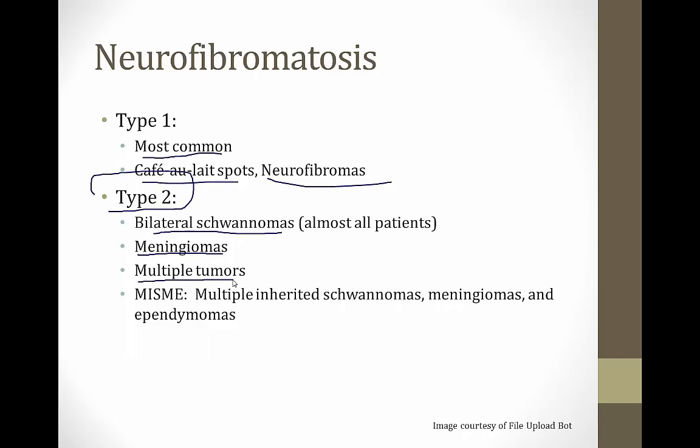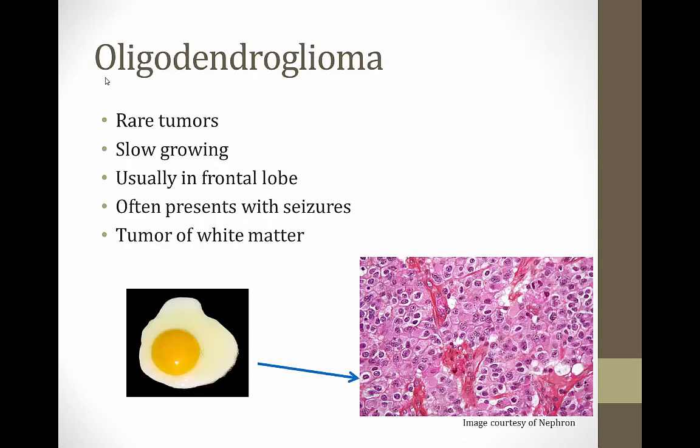And one easy way to remember this is that type 2 is sometimes called MISME, which is the multiple inherited schwannoma, meningiomas, and ependymomas syndrome. So if you remember it that way, it's easy to remember that type 2 is the type associated with all the CNS tumors. Oligodendrogliomas are very rare.